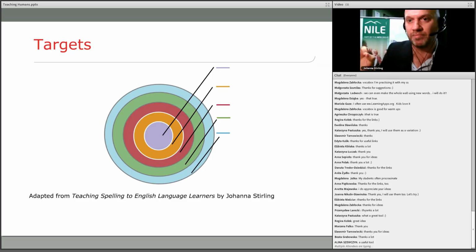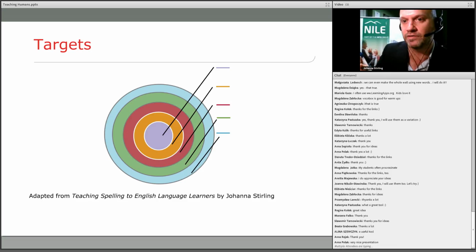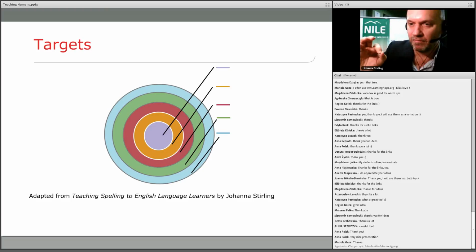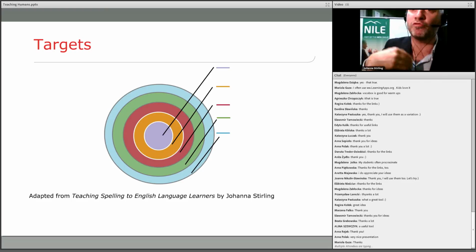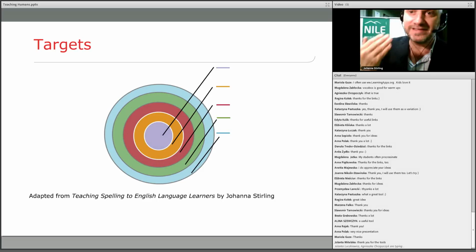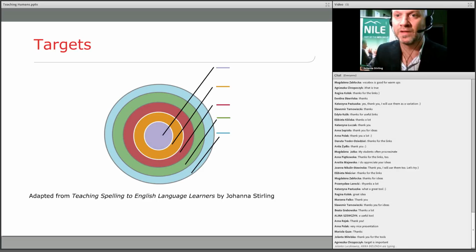So the blue might be that you achieve 750 words, or that you achieve 60% accuracy, right? And the students can work towards their target. They're always achieving something. They're hitting the target. They might not be hitting the center of the target, but they're hitting the target.